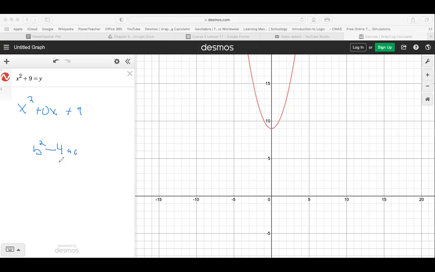When you do b squared minus 4ac, b is 0, so you get 0 squared minus 4, where a is 1 and c is 9. You get -36, which means you get 6i. Plus or minus, but we're not going to see that part until we get to pre-calculus. But we will be introduced to imaginary numbers next year in Algebra 2. All right, that's all I had for today.